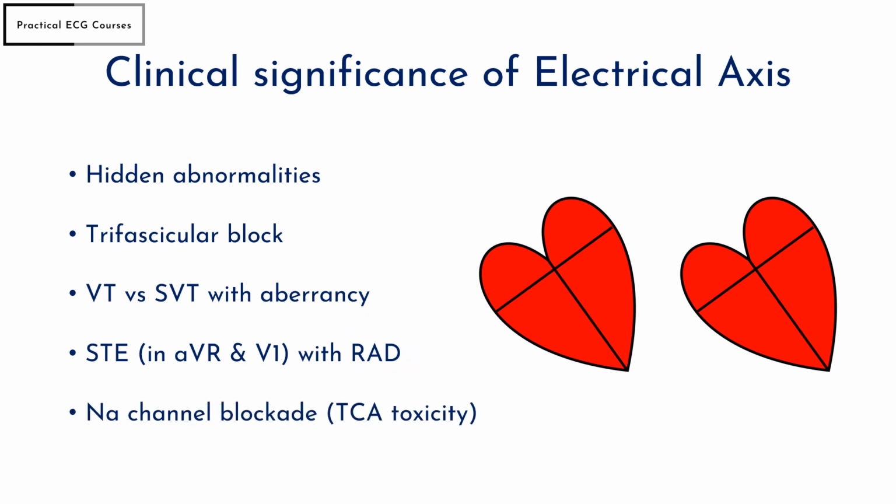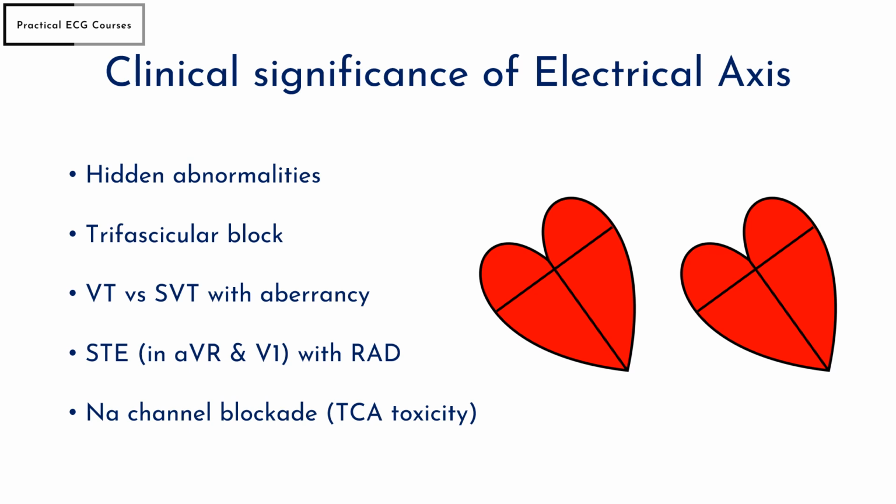When you have sodium channel blockade, there is a rightward shift in the terminal 40 milliseconds of the QRS, which is manifested on ECG as deep slurred S wave in leads 1 and AVL and an R wave in lead AVR. So we have discussed 5 life-threatening conditions which produce axis deviation, and you need to know axis if you are going to diagnose these conditions.